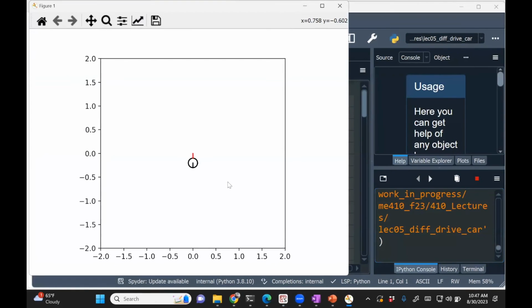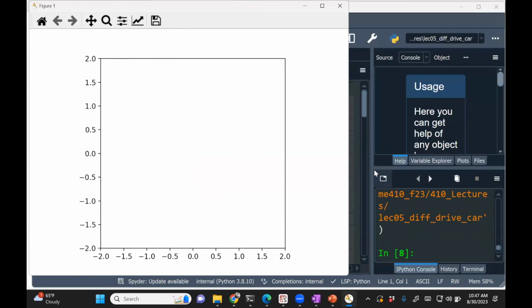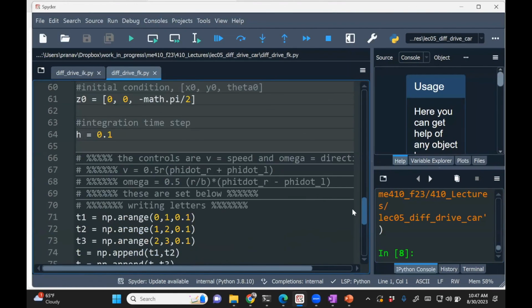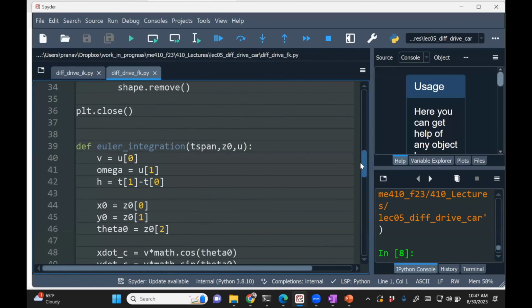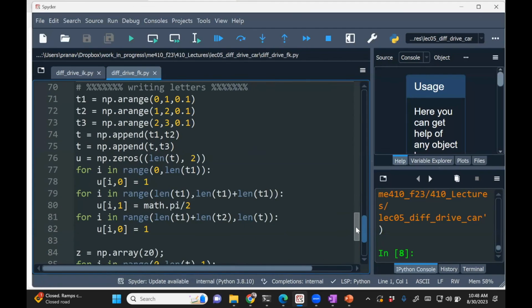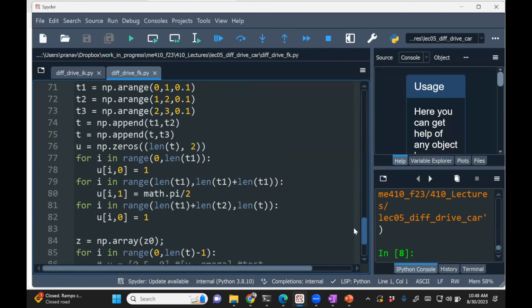Okay, so let me run this first. This is just the animation of the differential drive car. I chose some radius and just made it draw L. I'll just run through the code and show you how it is done. Essentially, there's a part where you initialize, so the main part is here. It's less than 100 lines of code.